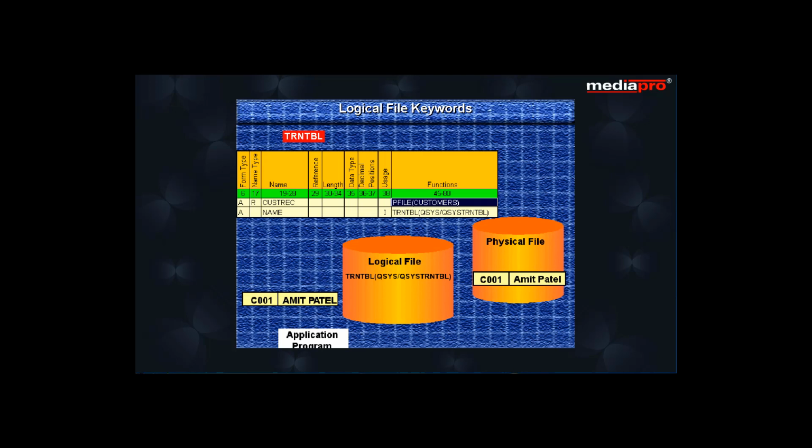Suppose in the customer physical file we have names stored in mixed case and our application requires the names in uppercase. The translate table keyword can be used to translate the mixed case characters in the physical file into uppercase characters. Here we need to identify a translation table that is to be used to map the field in the physical file to the corresponding field in the logical file.